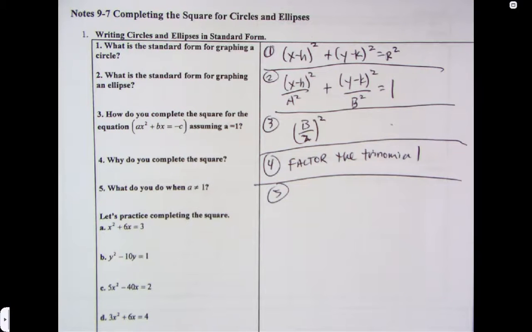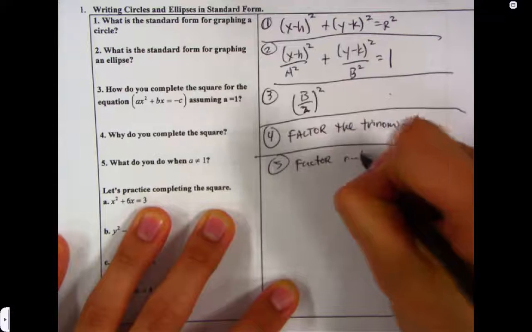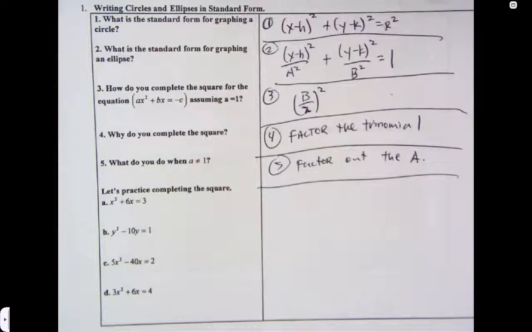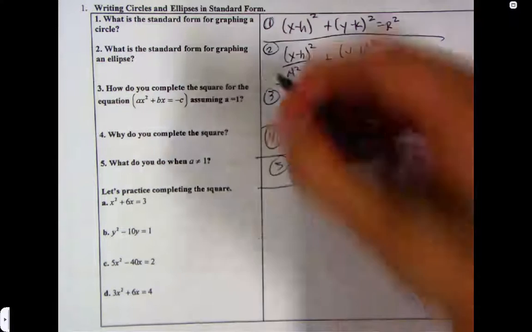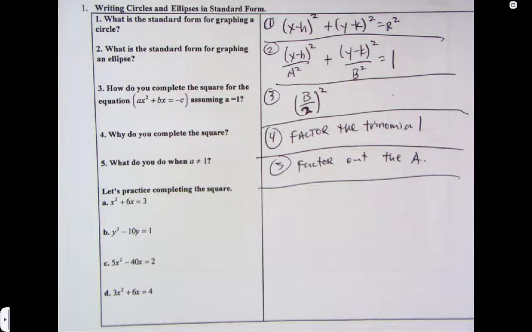What do you do when a is not equal to 1? You factor out the a. So if a was like 5, it would be like 5x squared, so you just take out the 5. What then would be the next step? b over 2 squared. That was the case. So let's practice.